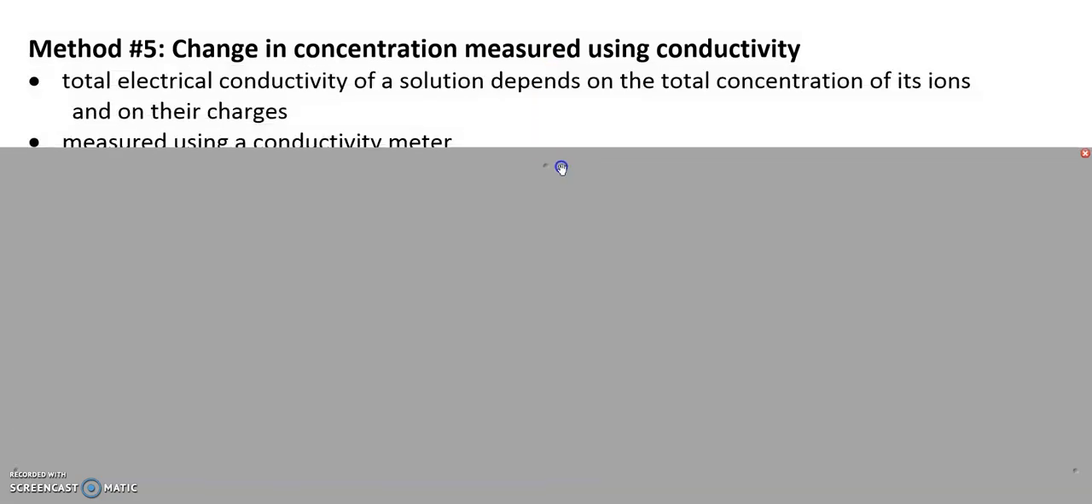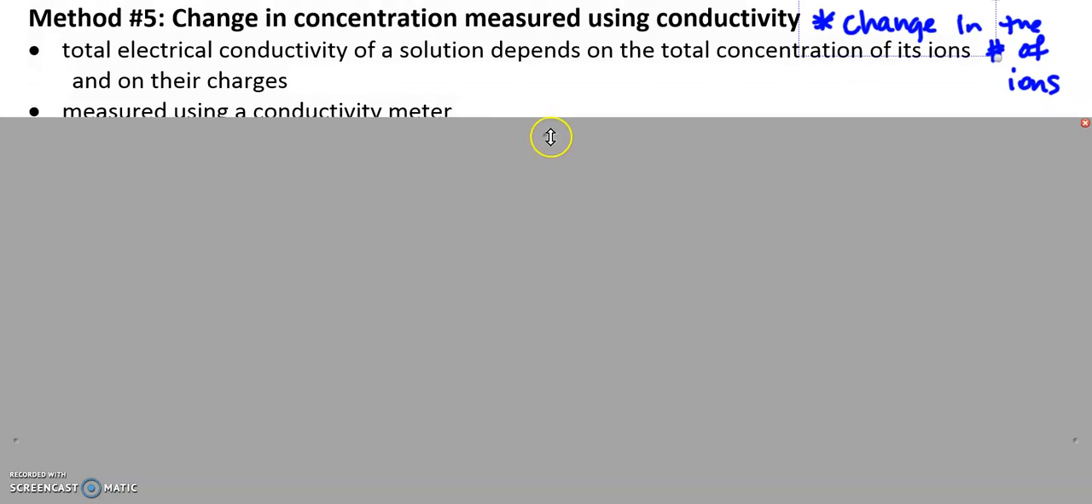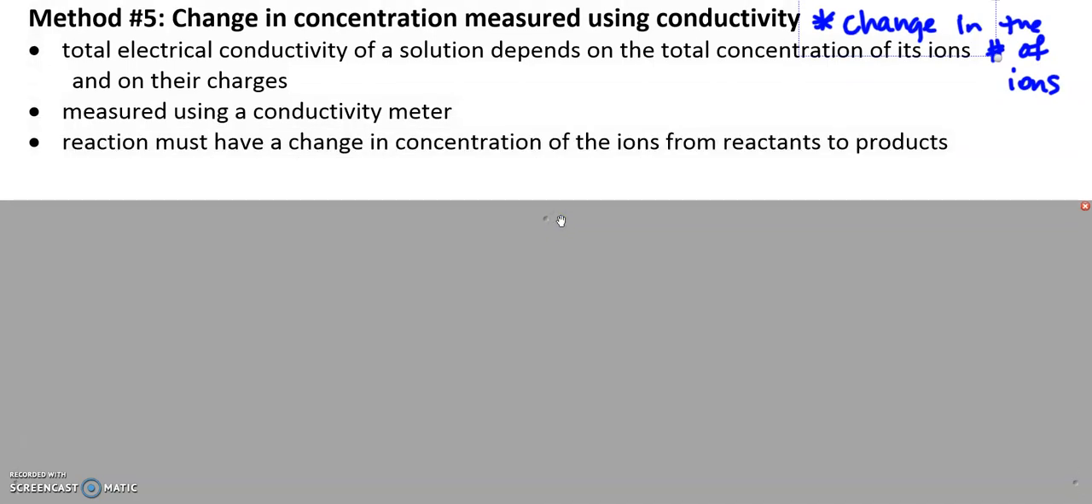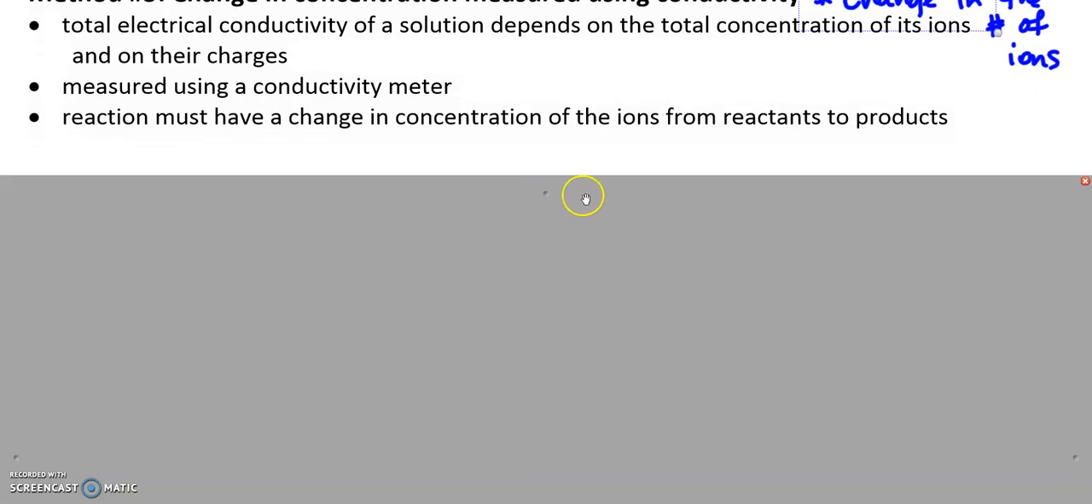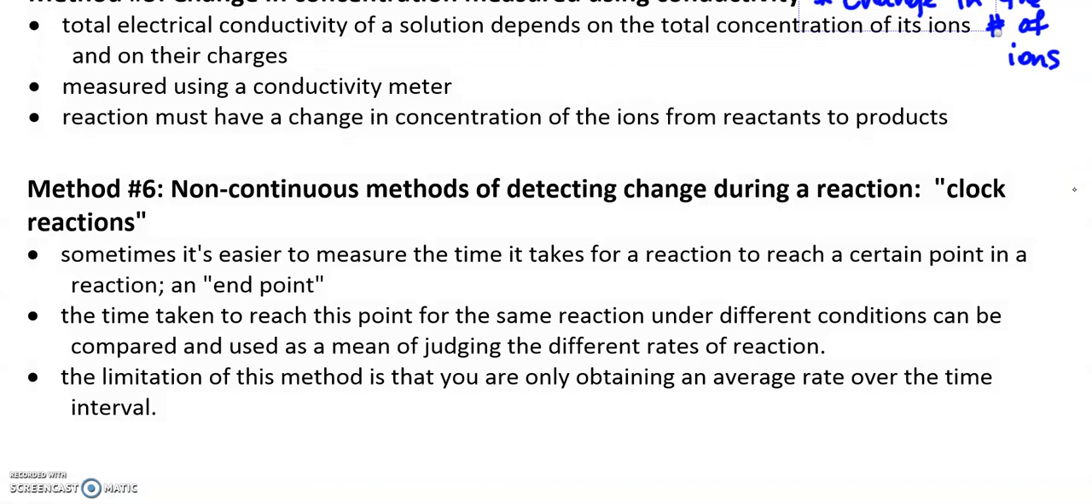All right, the fifth method is a change in concentration measured due to conductivity. So this has to do with ions and an electrical charge. What we're looking for here is a change in ions, more specifically in the number of ions, that you'll see on the reactants and product side of a reaction. If you were doing this experimentally in the lab, here's where you'd use a conductivity probe to actually measure how much electricity was conducted.